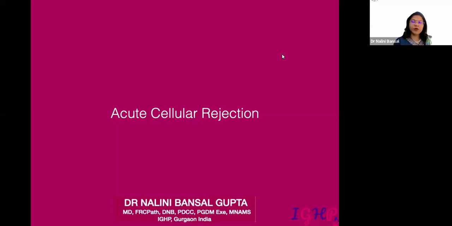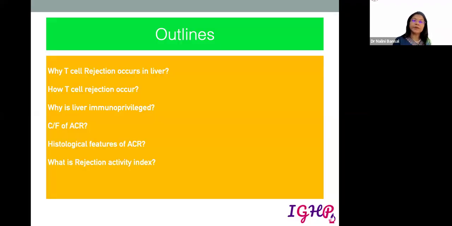Hello everyone, I am Dr. Nalini Bansal, and in this session, we'll be discussing acute cellular rejection. We have discussed some early graft dysfunctions like PRIs and other things, and we have also discussed normal liver pathology. Now, we'll be discussing one of the things that is very common in liver transplant pathology, and that is acute cellular rejection.